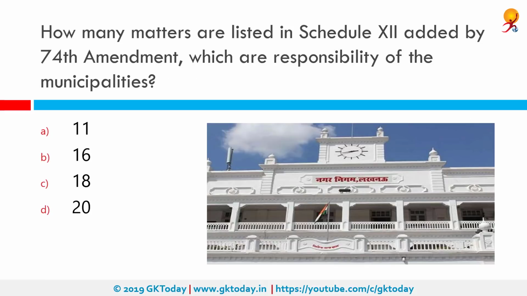How many matters are listed in Schedule XII, added by the 74th Amendment, which are the responsibility of the municipalities? The correct answer here is 18. So there are 18 matters listed. The Act aims at revitalizing and strengthening the urban government so that they can function effectively as units of local government. The 12th Schedule was added by the 74th Amendment Act of 1992. The 12th Schedule of the Indian Constitution contains the powers, authority and responsibilities of the municipalities.